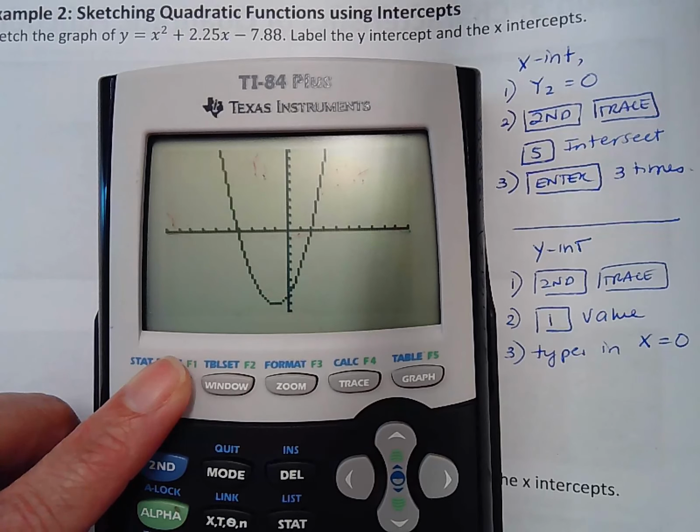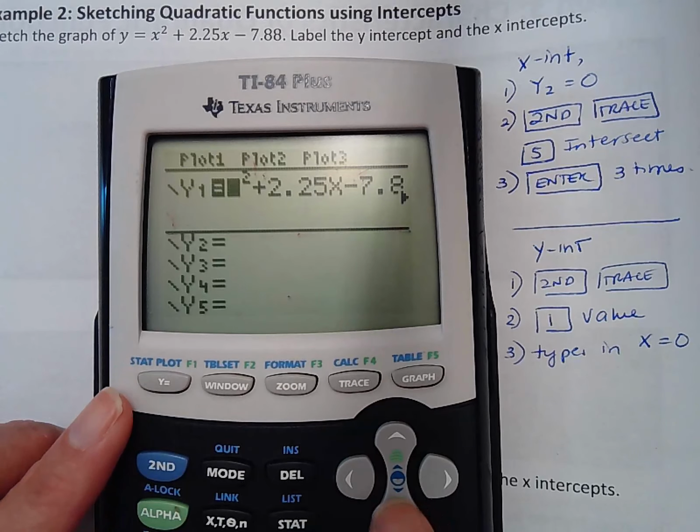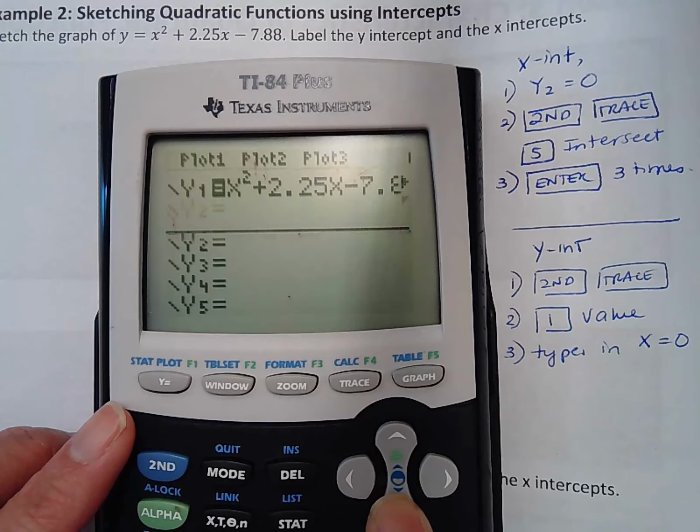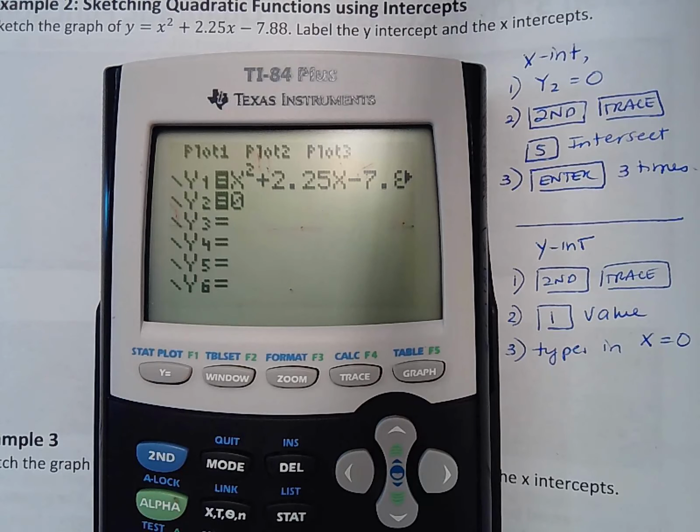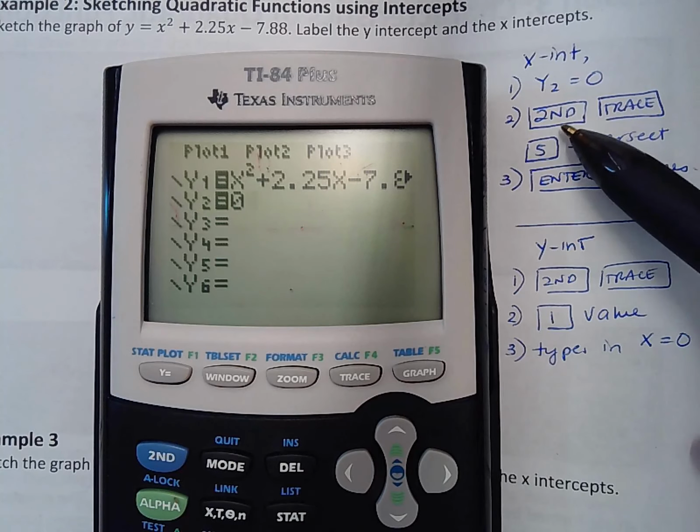So we're going to go y equals, we're going to go y2 is 0. Okay? You need to have your y1 and you need to have your y2 entered. Okay? And then what's the next step?